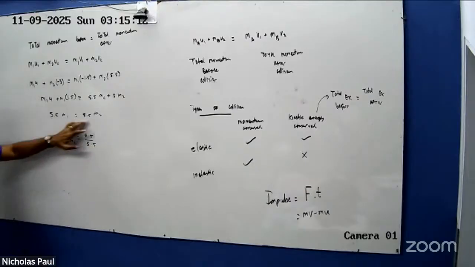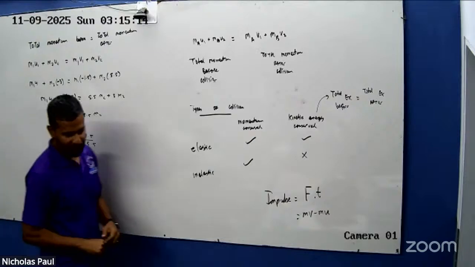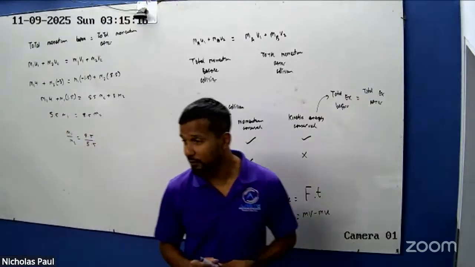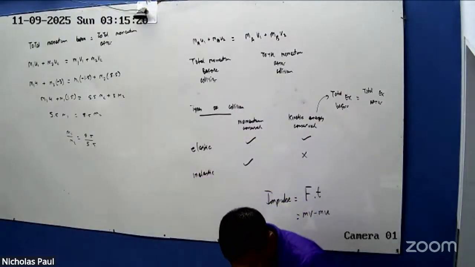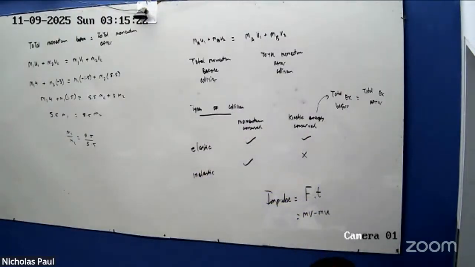Right, 8.5 over 5.5. That's okay? That's your ratio, right? That's the ratio.